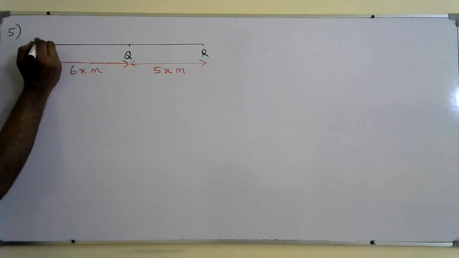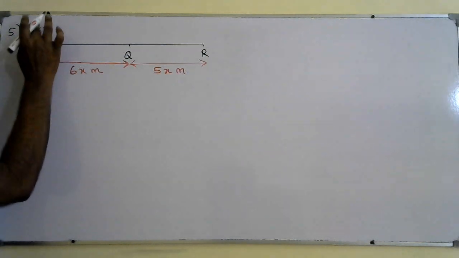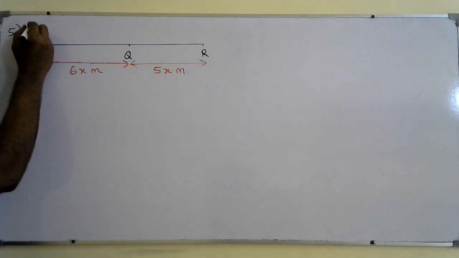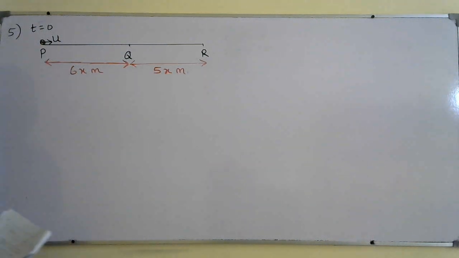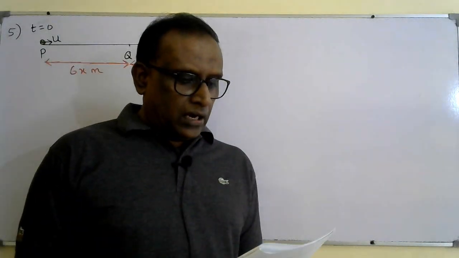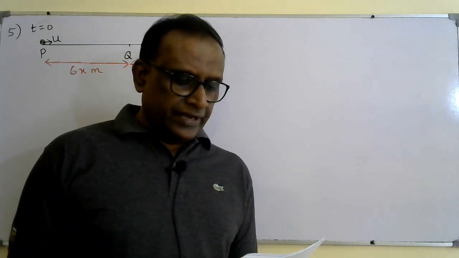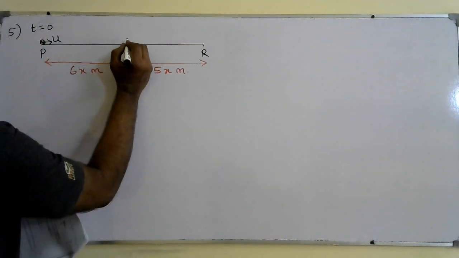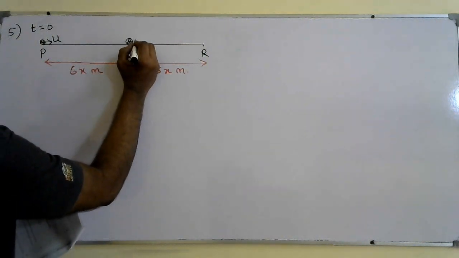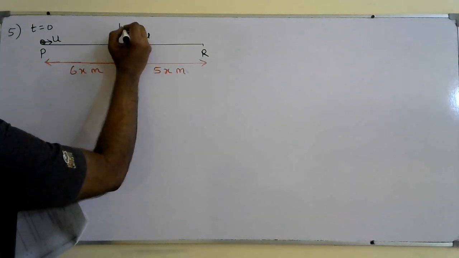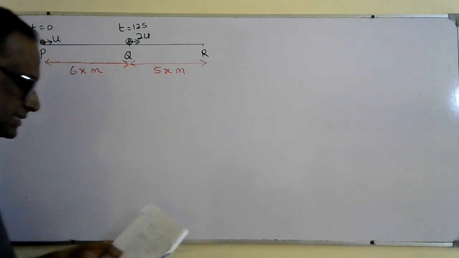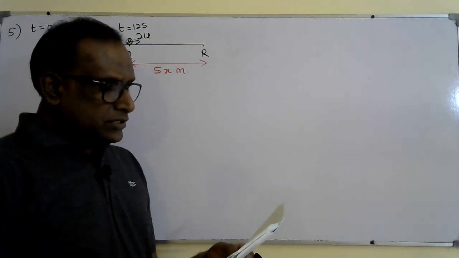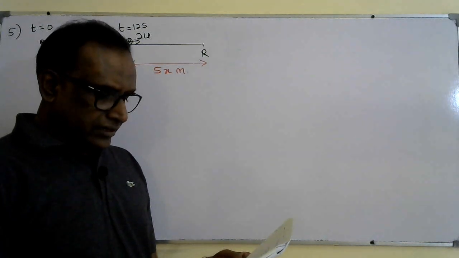When t equals 0, the vehicle passes P with speed u meter per second. At t equal 12 seconds, the vehicle passes Q with 2u meter per second. So this is t equal 0, this is t equal 12 seconds. Using the model, show that x equals 3u.